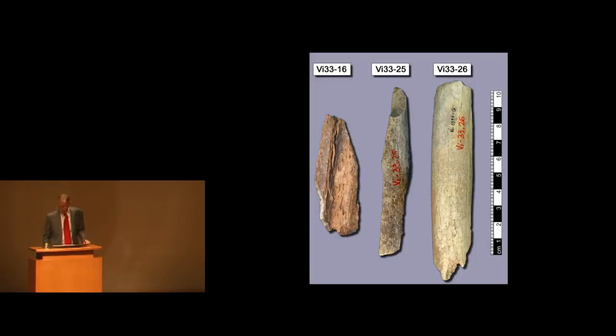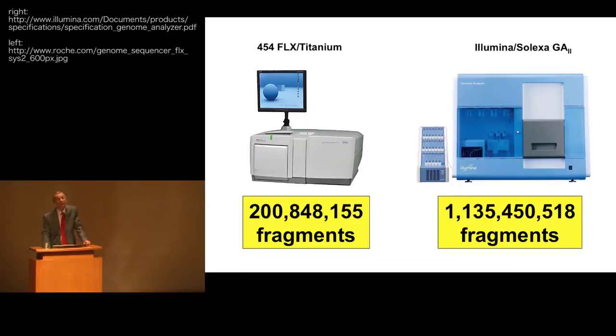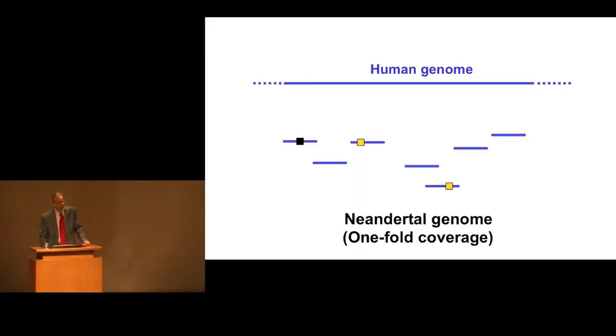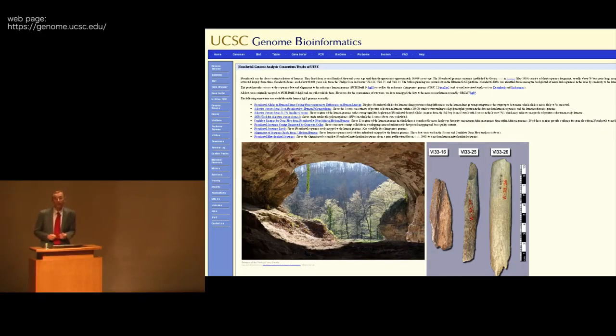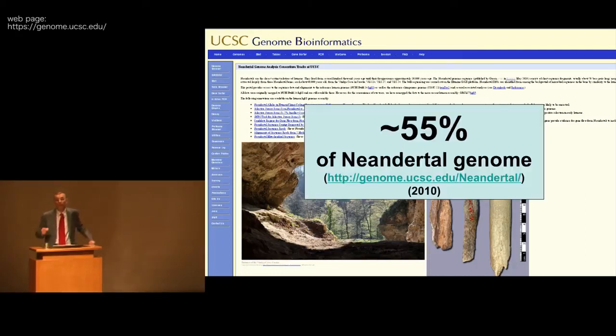So we then focused on 3 Neanderthal bones, sequenced a bit over 1 billion DNA fragments from them, and mapped them to the human genome, taking these special types of mutations we see into account at the ends of the molecules. So in 2010 then, we had a little over half of the Neanderthal genome, a first draft version of it. So we could begin to ask questions.